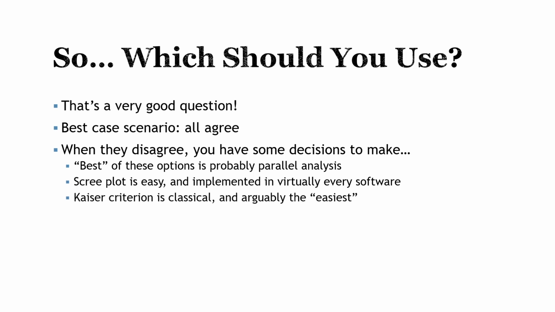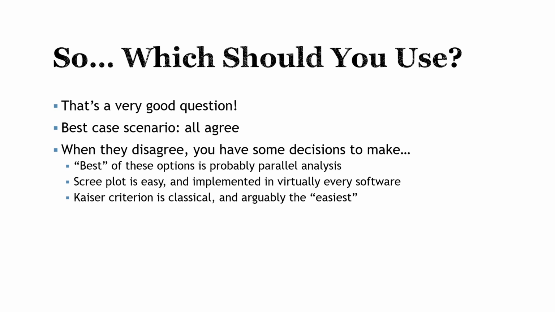The Kaiser criterion I mentioned because it is classical. You will see it used in some publications still. It's arguably the easiest because, hey, anything above an eigenvalue of 1, keep. Anything below, don't keep. But it is very fallen out of favor, I would say. Some journals do it. I would consider that to be not statistical best practice.